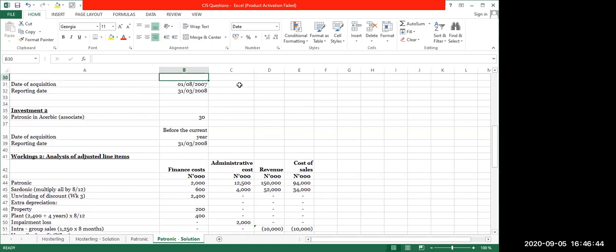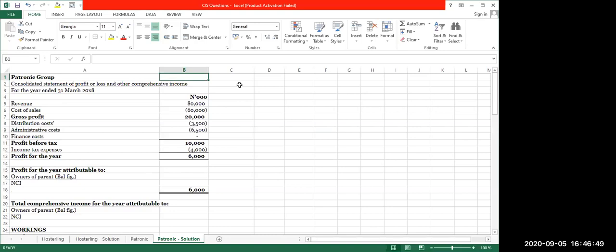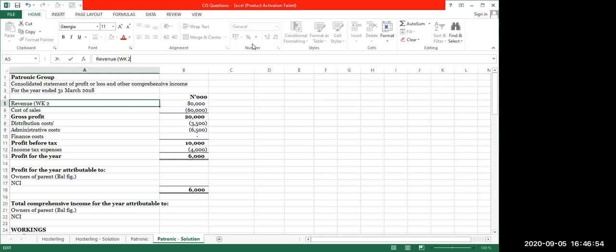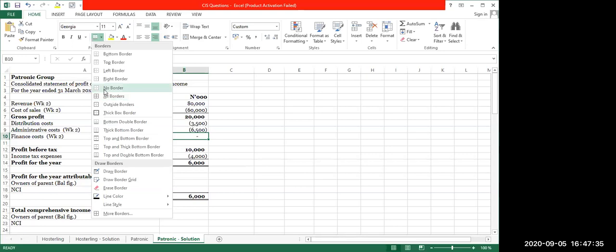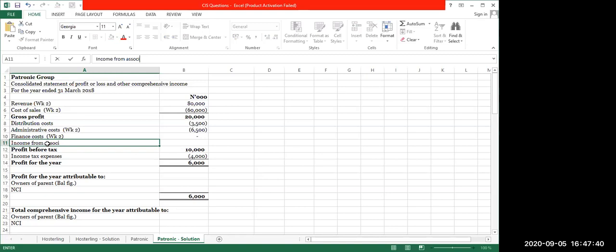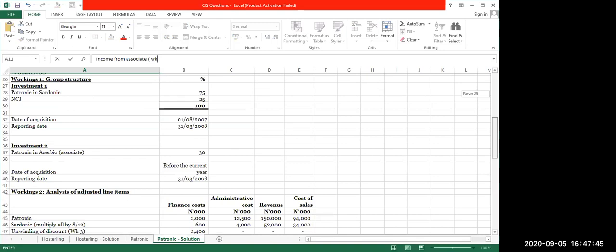So it's time for me to prepare the consolidated POL. My revenue is in working two because I adjusted it. My cost of sales is also in working two. My distribution cost, my admin cost is also in working two. My finance cost is also in working two. And I should add another line item called income from associate. The income from associates is from working five.